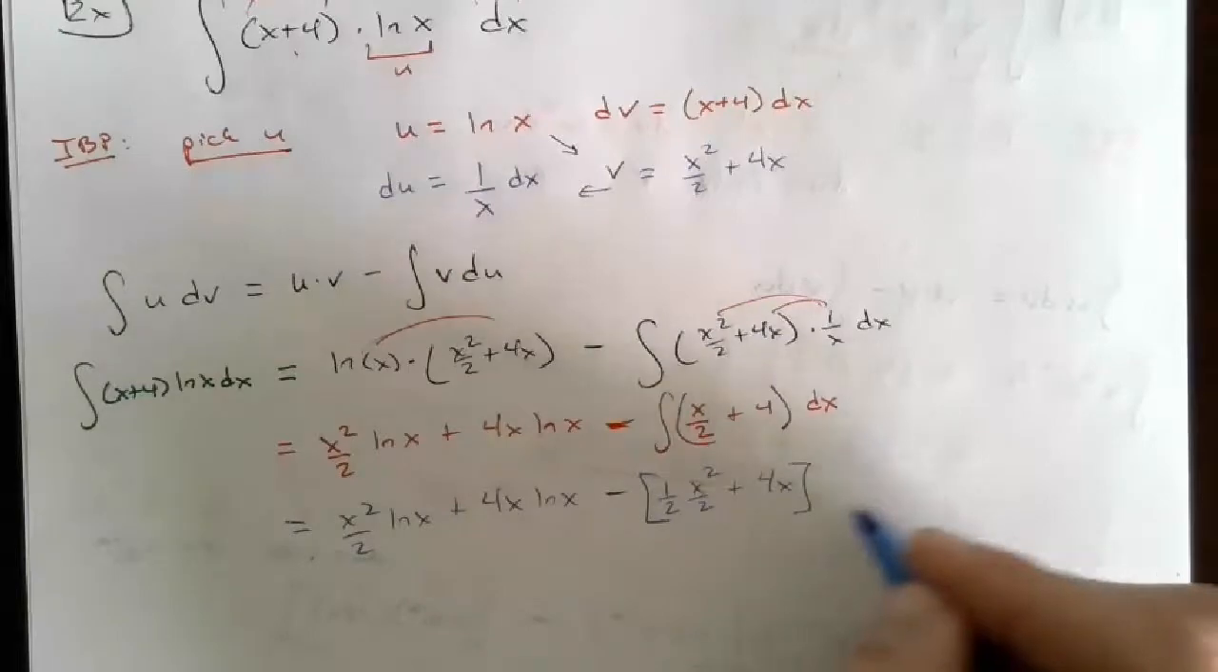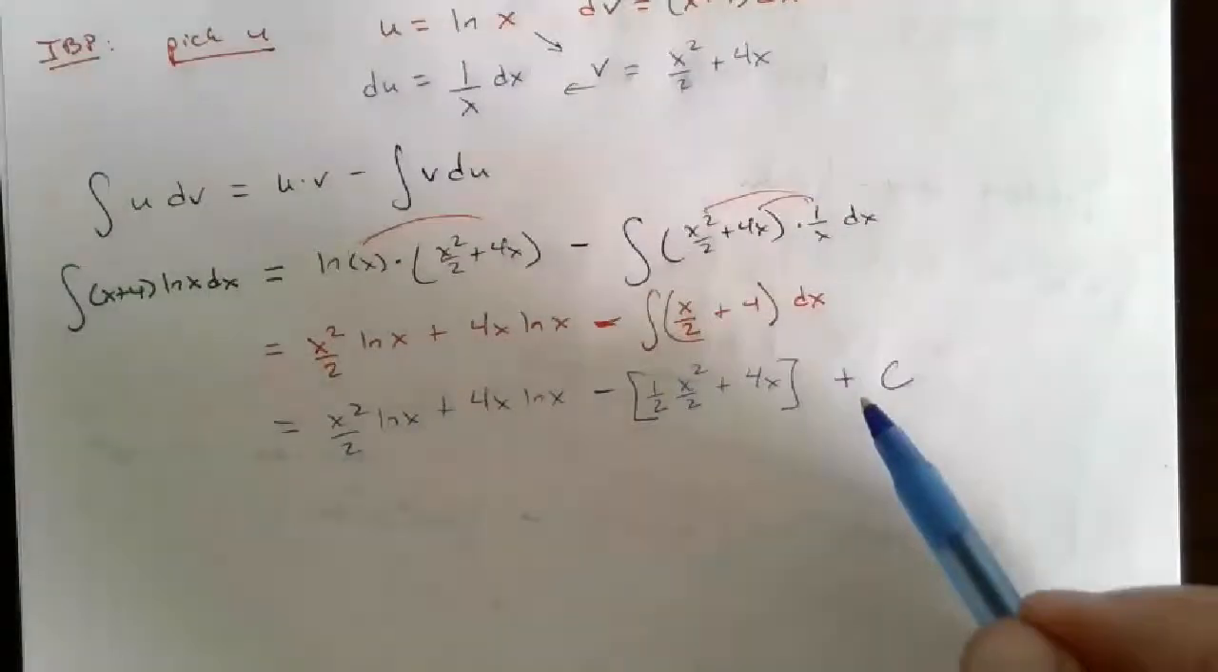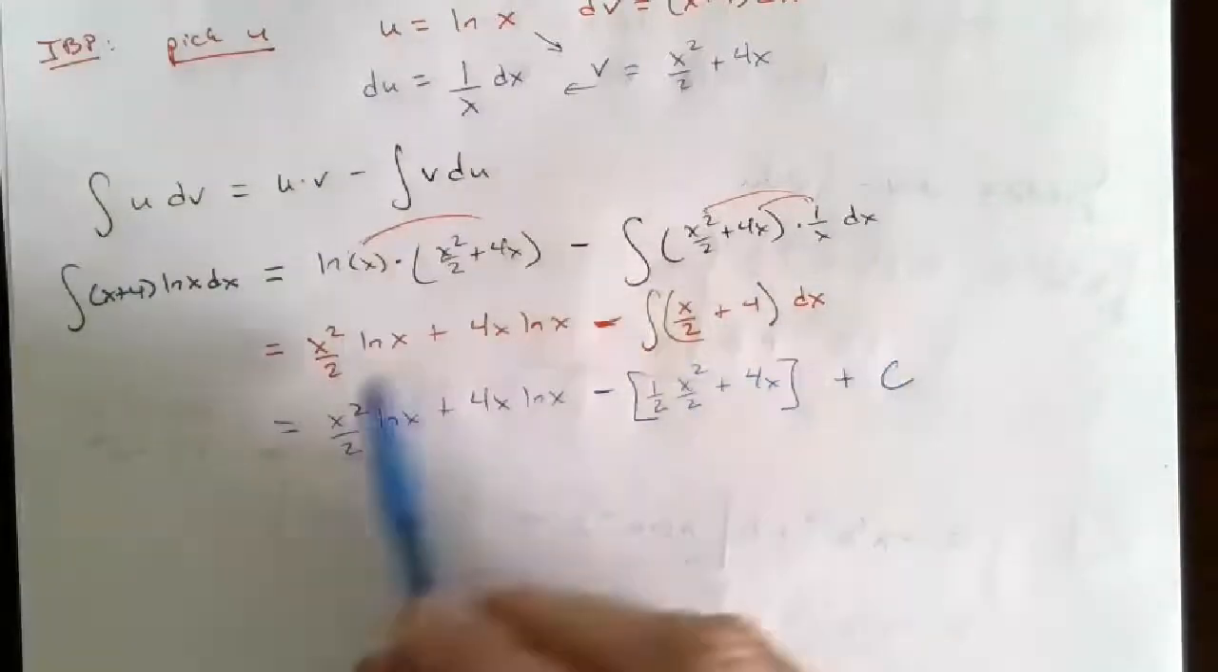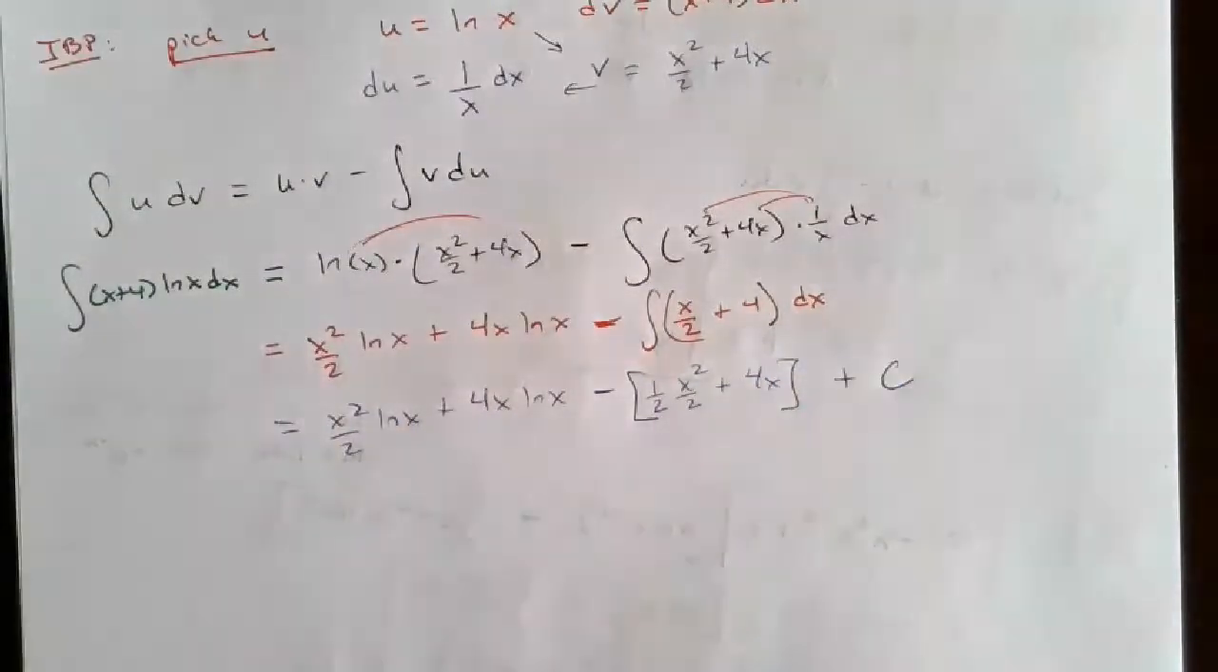You can close those brackets and then put a big plus c at the end. Remember that constant is including everything that you would have gotten from the entire integration. So that's plus c at the end for the constants just being added together.